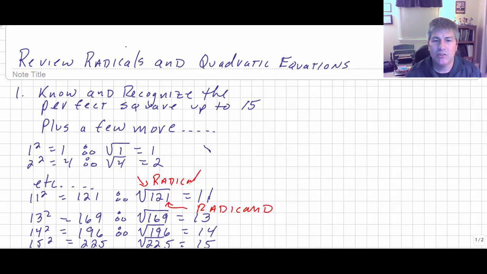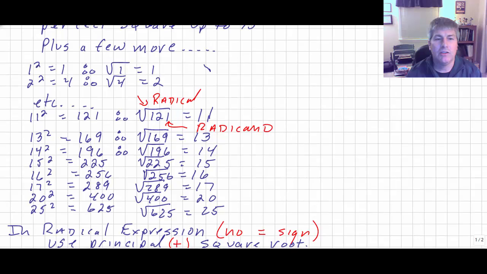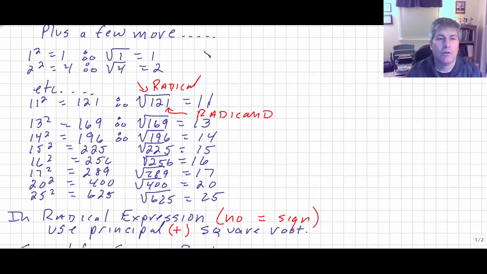A couple other things you'll need to be familiar with. The square root symbol is also known as the radical, and what is inside or underneath the square root is the radicand. So a little bit of vocab for you that you should be familiar with. Some other perfect squares you'll need to know would be 13 squared is 169, so the square root of 169 is 13. 14, 15, 16, know all those. 16 squared is 256, so the square root of 256 is 16.